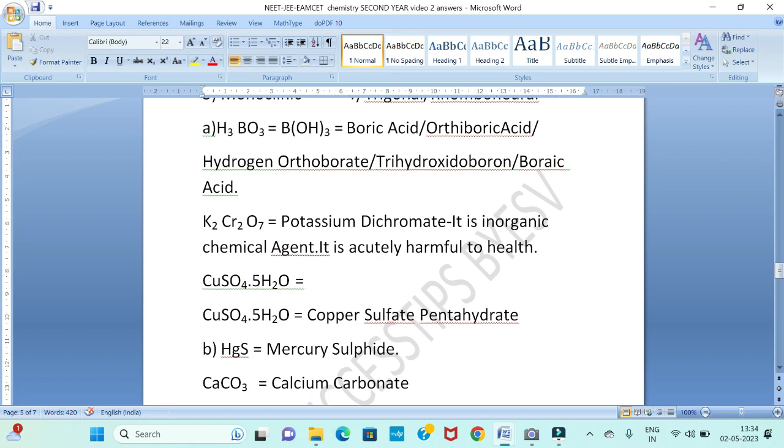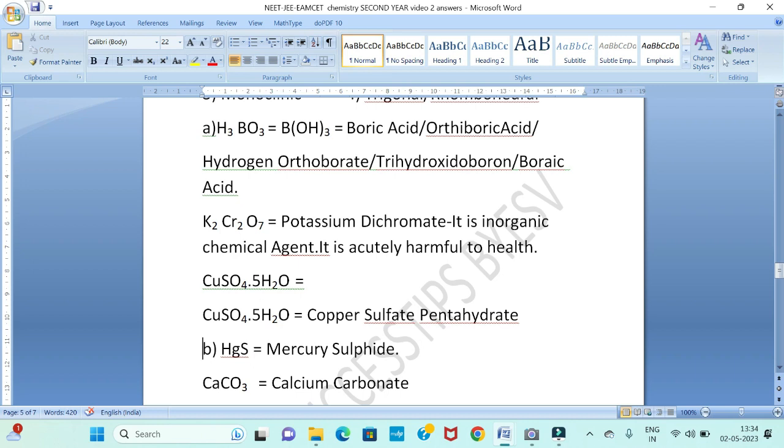Copper sulfate pentahydrate. So copper, C. C means 3. 3 means try. Triclinic. Like that you can remember.